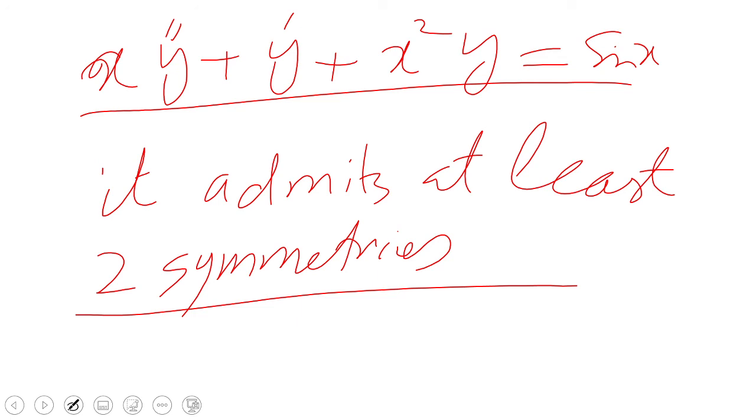So that's all about this concept that a linear nth order ODE will admit at least n Lie symmetries, and each symmetry corresponds to one member of the fundamental set of solutions. So that is the conclusion of this lecture.